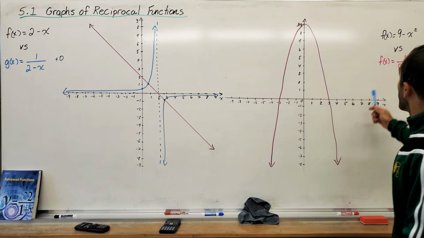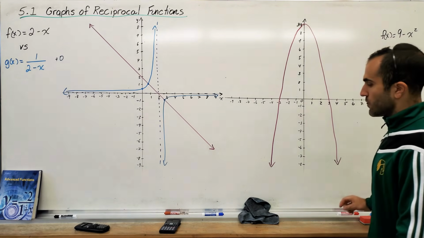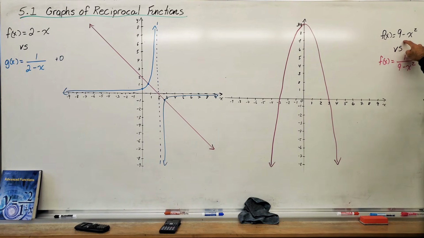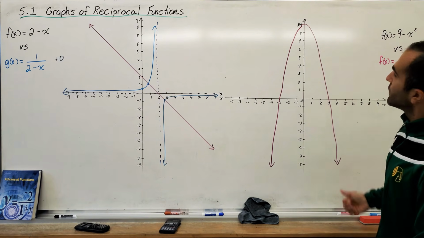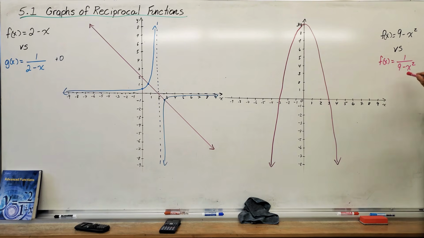Here it is. We have the function 9 minus x squared. So this is a flipped parabola, it opens down because the a value is negative, and we have a positive 9, so it shifts up 9 units. Let me get my pink marker. I want to graph the reciprocal.